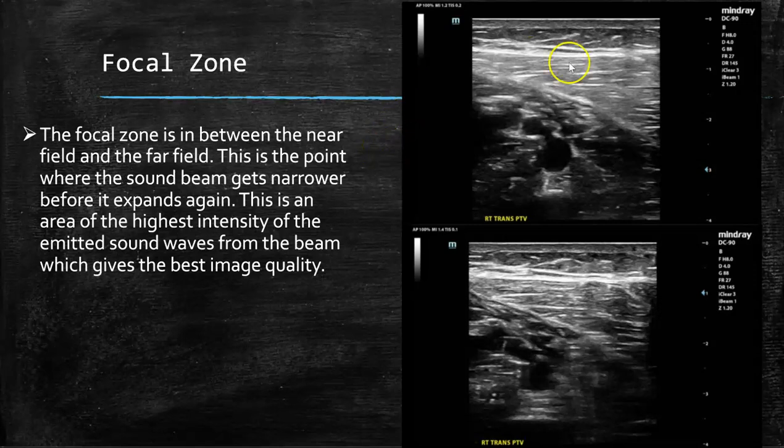The focal zone is in between the near and far field of your TGCs. This is the area with the highest intensity of the sound wave, so this can be the area where you get your best image quality. You can see right here, your focus is on the structure of interest, so it's really clear. Right here it's not, so the images are not very clear.